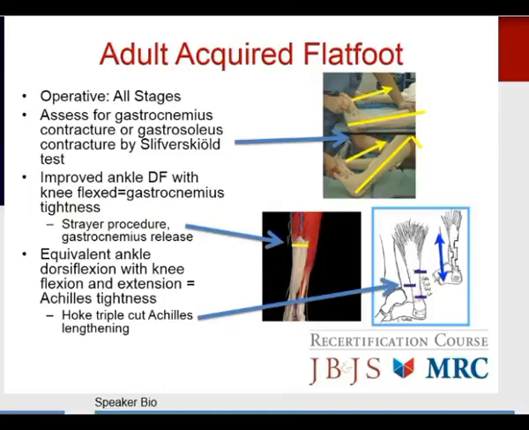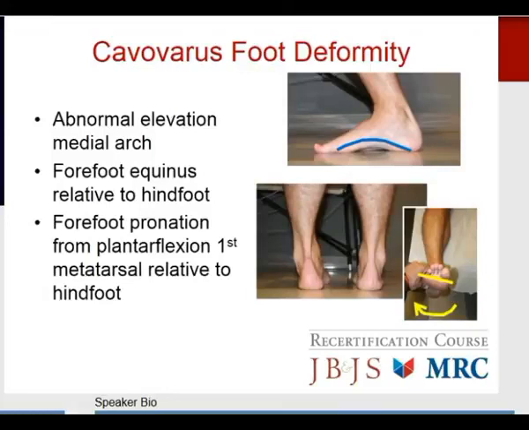to maintain that flexibility. All patients with long-term valgus deformities get progressive tension on their Achilles tendon because of the relative shortening that occurs as the calcaneus moves more laterally over time. My other favorite topic is cavo-varus foot deformity. We know that is an abnormal elevation of the medial column or the arch. It is essentially forefoot equinus relative to the hindfoot, or a plantar flexed first ray that creates the cavus deformity component to this relative to the hindfoot deformity.